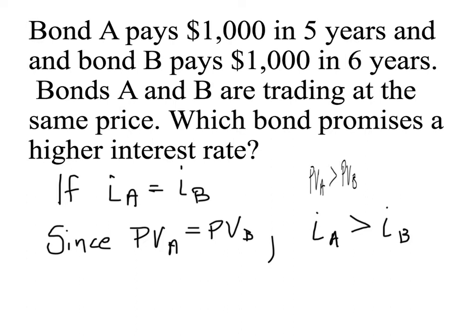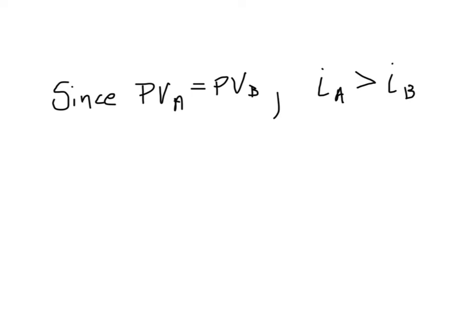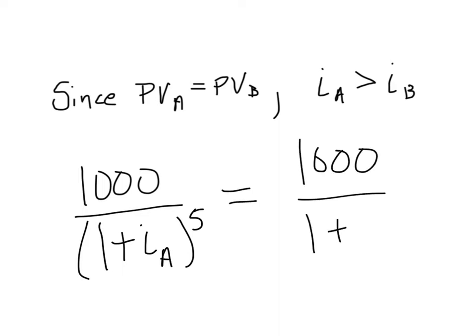We can also show this algebraically the following way. Saying that the prices are equal to each other is the same thing as saying that the present value of asset A is equal to the present value of asset B. So we have 1,000 divided by (1 plus the interest rate of asset A) raised to the power 5 is equal to 1,000 over (1 plus the interest rate of asset B) raised to the power 6 for 6 years.